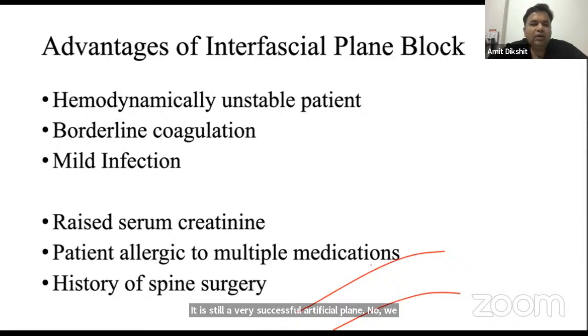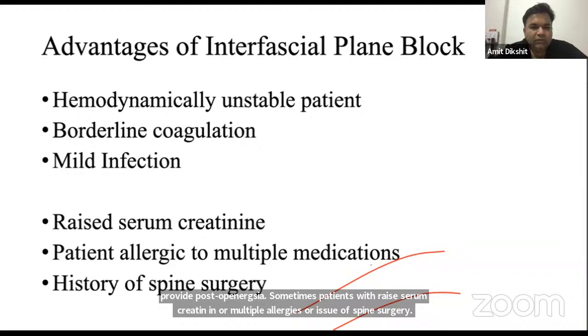It can be used in hemodynamically unstable patients. If you read Cousins and Bridenbaugh, it mentions that in hemodynamically unstable patients, patients with borderline coagulation issues, or patients with mild infection, blocks can be done at the discretion of the concerned anesthesiologist. And I think most of us have done TAP block, ESP block, local infiltration, and we got away with these cases, and we have avoided epidural and all deep-seated blocks in them. So interfascial plane blocks are really beneficial to provide post-op analgesia. Sometimes in patients with raised serum creatinine or multiple allergies or history of spine surgery, again, this is a very useful tool which can be utilized.